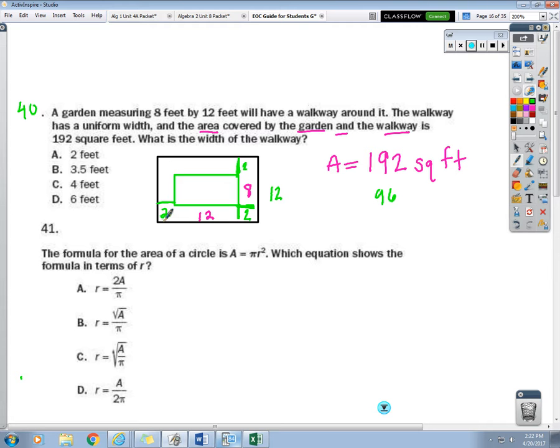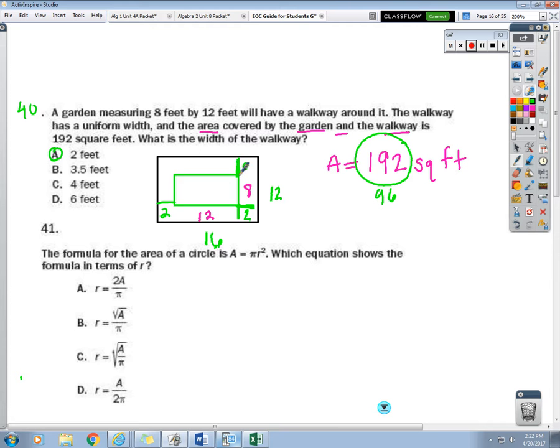12. It would make the total length of the garden and the walkway 2 plus 12 plus 2. 16. And what's 16 times 12? Because isn't that how you calculate area, length times width? What's 16 times 12? 192.